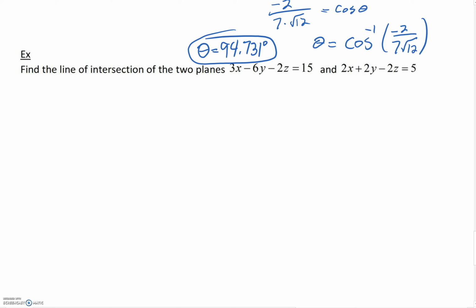So when they say find the line of intersection of two planes, what they're really getting at is, can you get a point of intersection, and can you then also get that direction vector? So we've talked a lot about the vectors right now. Let's take a look at plane 1. With plane 1, the first normal vector is going to be looking at these coefficients 3, -6, and -2.